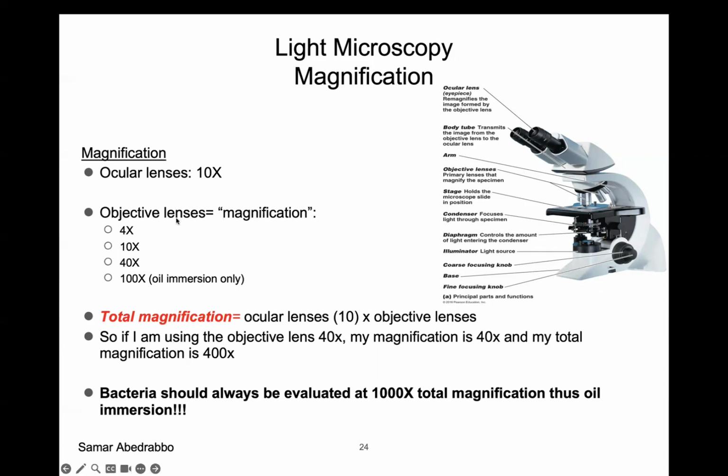The magnification of the ocular lens is 10x. If I ever ask you, what's the magnification of the ocular lens? It's 10x. What's the magnification of the objective lens? It depends on which one you're using. One of them is 4x, one of them is 10x, one of them is 40x, and one of them is 100x.